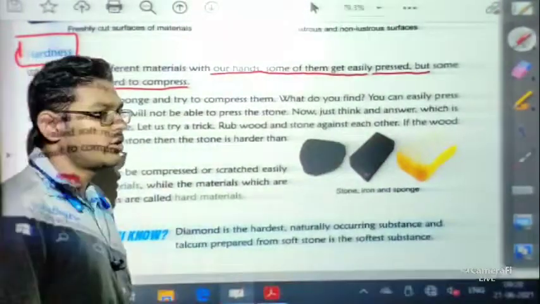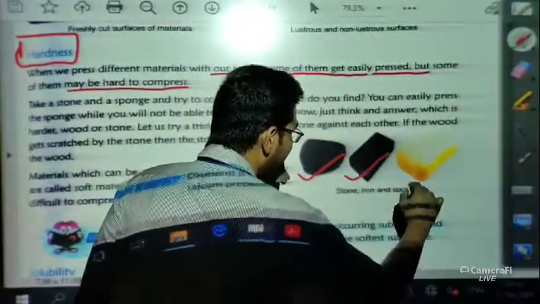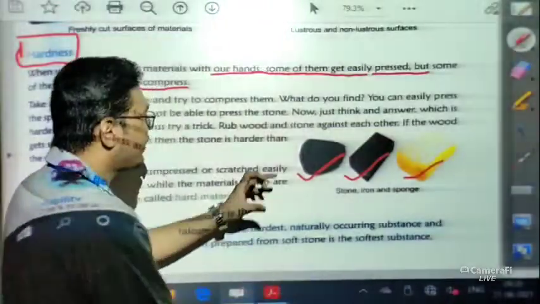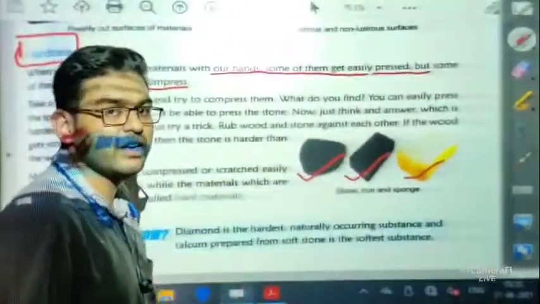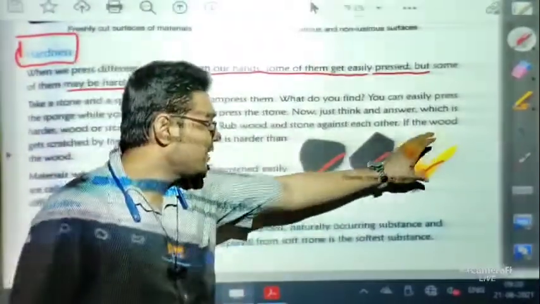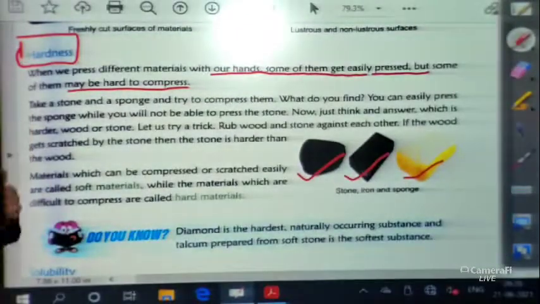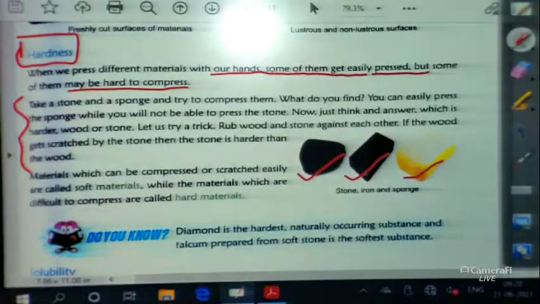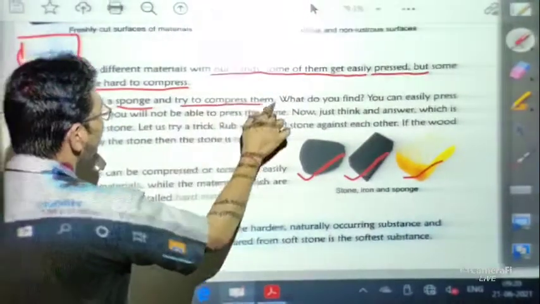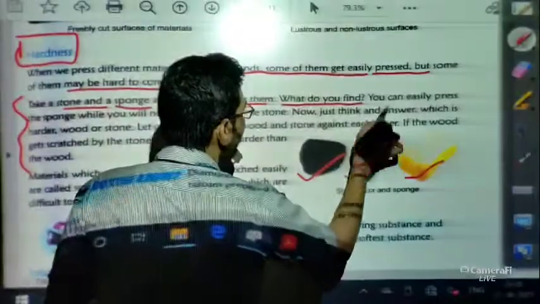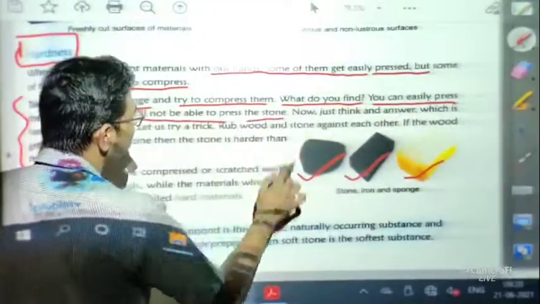Okay. Let us take two materials. These are stone, iron, and this is sponge. Okay. So if I want to press this stone or if I want to press this iron, can I press them easily? Definitely not. But if I press this sponge, I can easily press it. Okay. So just have a look. The same thing that I have told is written here: take a stone and a sponge and try to compress them. What do you find? You can easily press the sponge while you will not be able to press the stone.